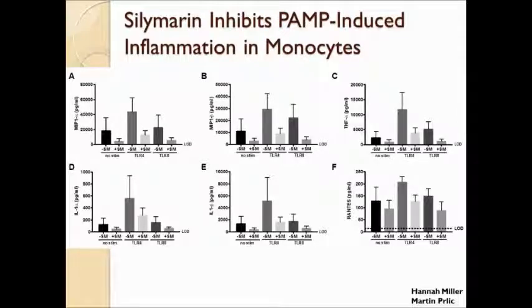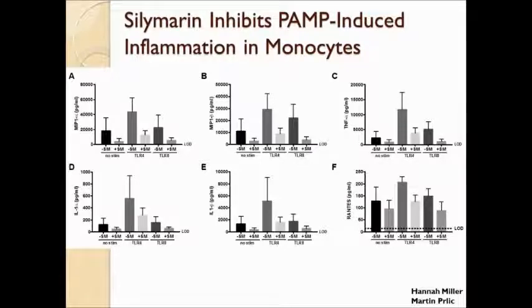Work in collaboration with Martin Prilich and Hannah Miller, who used to be in his lab. We looked at silymarin's ability to inhibit pro-inflammatory cytokine production in primary human monocyte cultures. And so here, there are 6 different cytokines and chemokines: MIP1 alpha, MIP1 beta, TNF alpha, IL-1 alpha, IL-1 beta, and RANTES, which is another chemokine.